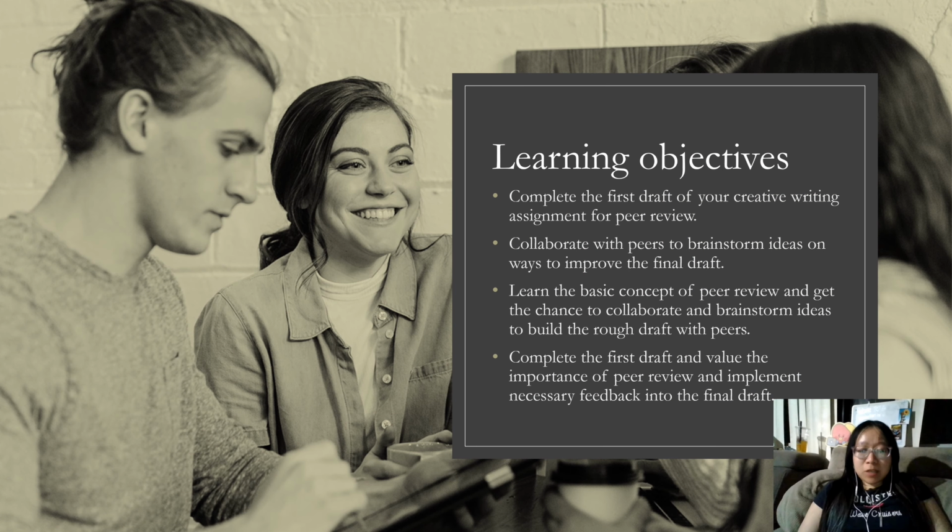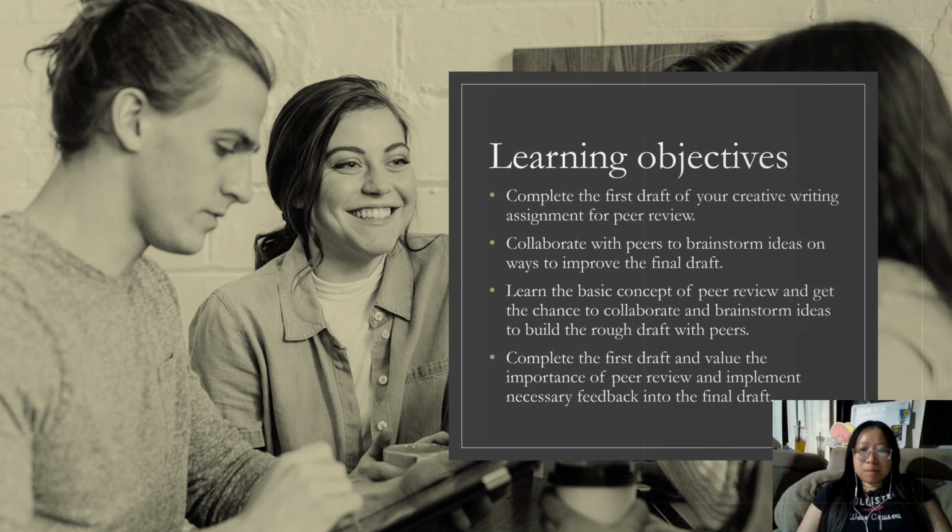The learning objectives are: you will complete the first draft of your creative writing assignment for peer review, collaborate with peers to brainstorm ideas on ways to improve the final draft, learn the basic concept of peer review and get the chance to collaborate and brainstorm ideas to build the rough draft with your peers, and finally complete the first draft and value the importance of peer review and implement necessary feedback into the final draft.